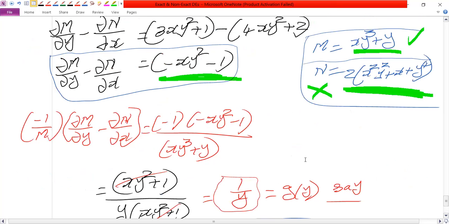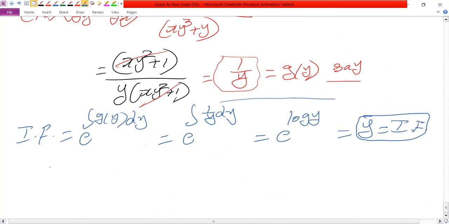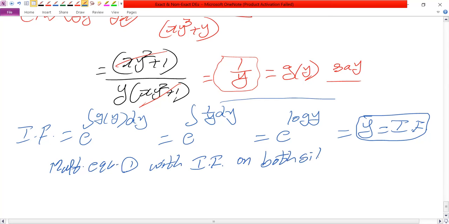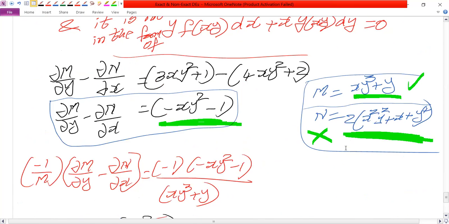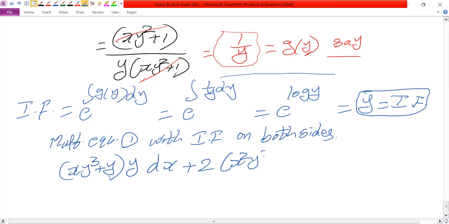With this integrating factor, we have to multiply our M dx plus N dy equals 0. This differential equation we have to multiply with this integrating factor. So multiplying equation 1 with the integrating factor on both sides, we will get (xy cube plus y) into y dx plus (2x square y square plus x plus y power 4) into y dy equals 0.